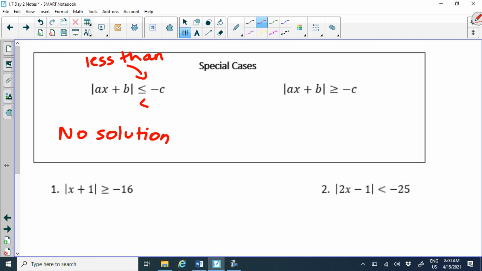Now, what happens when we have the or? So either the greater than or the greater than or equal to. This is when we'll have infinitely many solutions. So we'll have negative infinity to positive infinity.